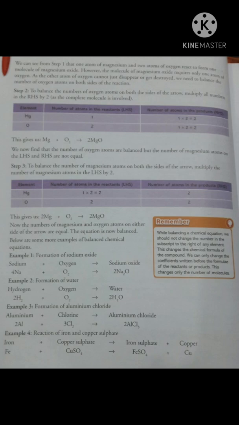For balancing chemical equations, children, one thing you have to remember. While balancing a chemical equation, we should not change the number in the subscript to the right of any element. If we change the number in the subscript, then this changes the chemical formula of the compound. We can only change the coefficient written before the formula of the reactant or product. This changes only the number of molecules.